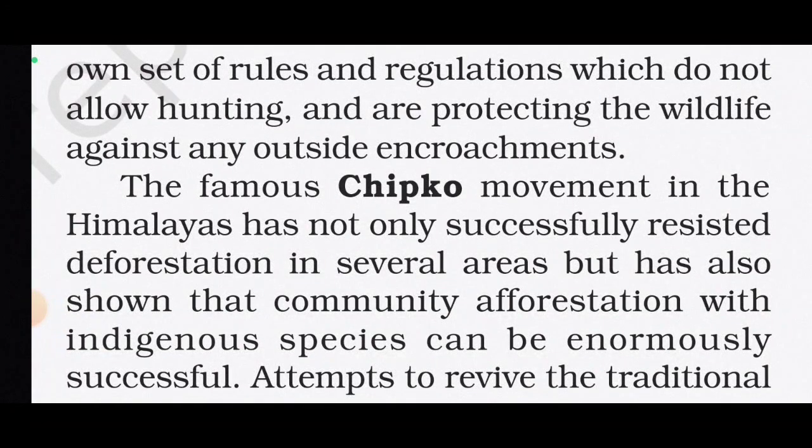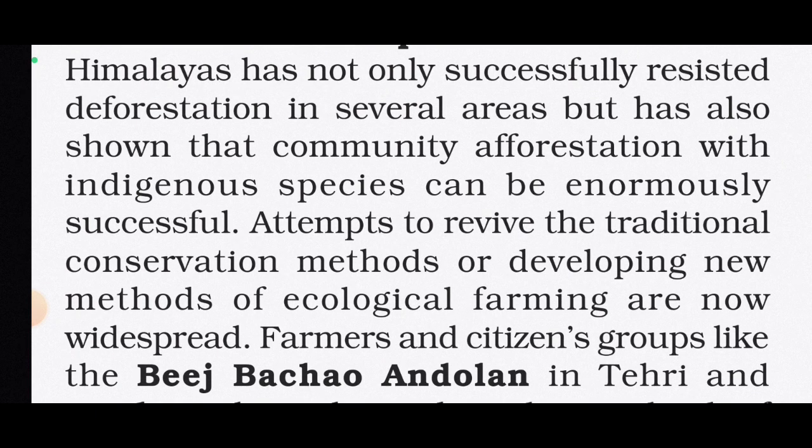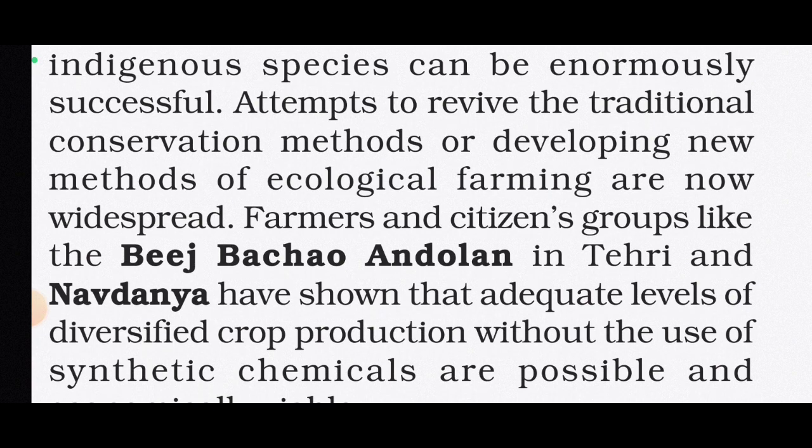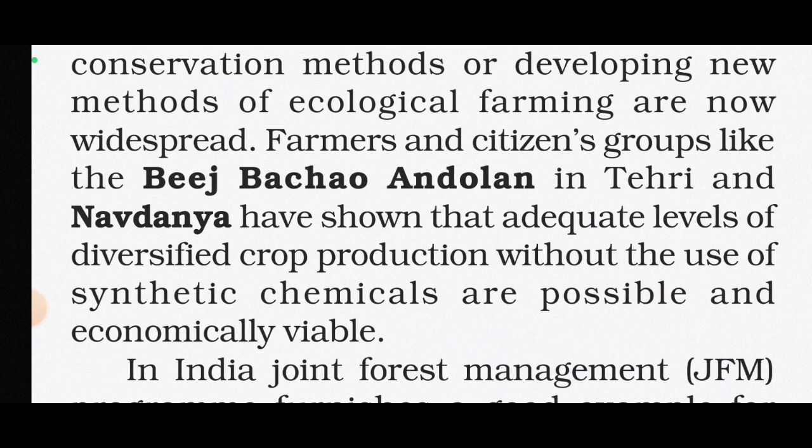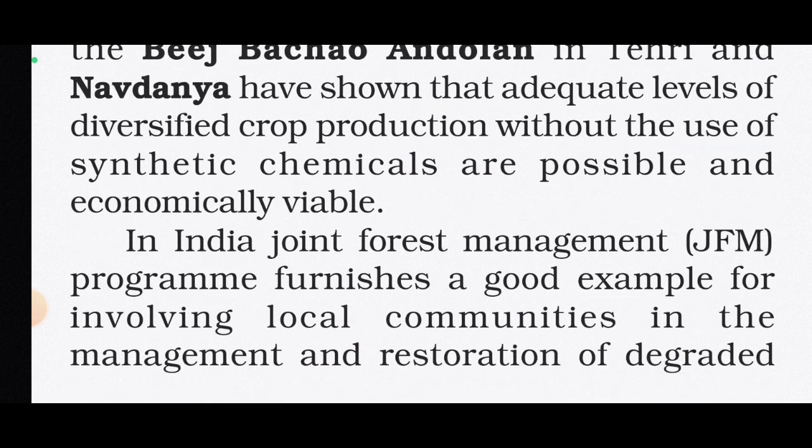The famous Chipko movement in the Himalayas has not only successfully resisted deforestation in several areas but has also shown that community afforestation with indigenous species can be enormously successful. Attempts to revive the traditional conservation methods or developing new methods of ecological farming are now widespread. Farmers and citizens groups like the Beej Bachao Andolan in Tehri and Navdanya have shown that adequate levels of diversified crop production without the use of synthetic chemicals are possible and economically viable.